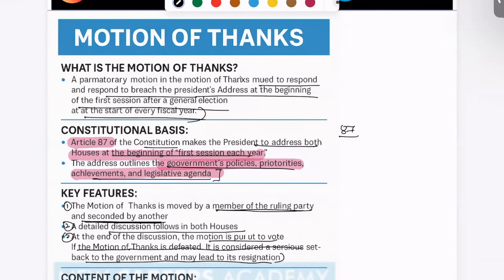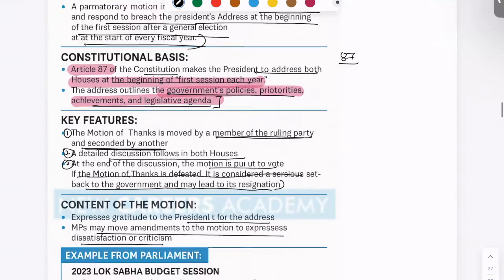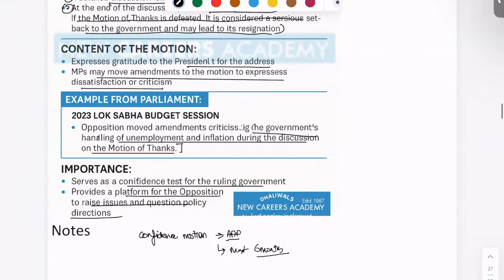इस पे कोई amendment भी लेके आ सकते हैं opposition, but generally amendment pass नहीं होता. जैसे opposition ने amendment लेके आए थे. Is it clear? 2023 में they brought an amendment saying that government ने job opportunities नहीं दे पाए, unemployment नहीं दे पाए. This amendment was not passed. अगर amendment pass हो जाए, automatically that shows that government has lost power.